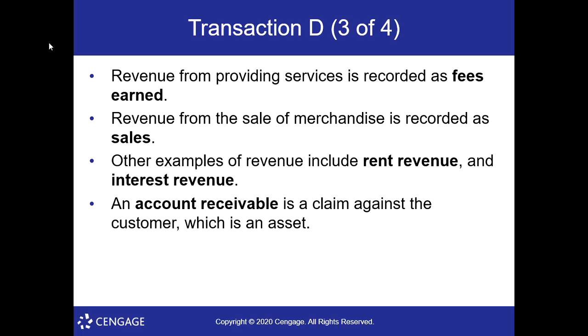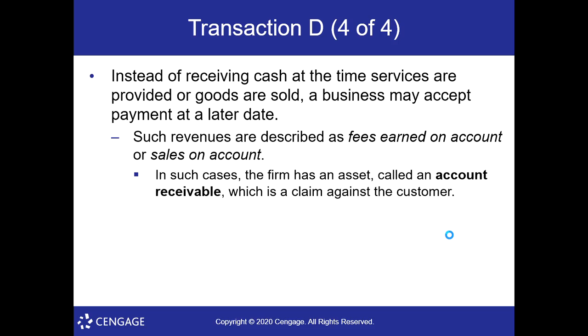And the slides also point out an account receivable is a claim against a customer, which is an asset. And we'll talk more about that. A lot of times, and this is pretty common in business, instead of receiving cash at the time the services are provided, a business can choose to accept payment at a later date. This is just like the accounts payable we just talked about.